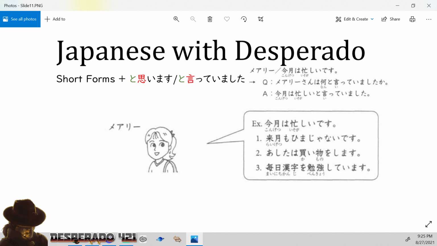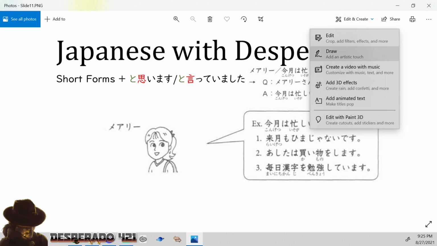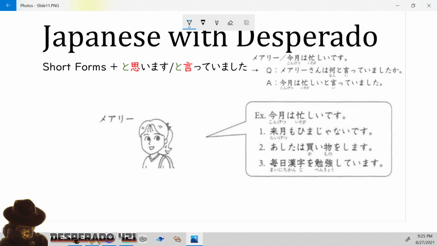All right, so hold on just a second. So now we're going to be using to itteimashita. So it's the same process that we learned before. Hold on just a second.